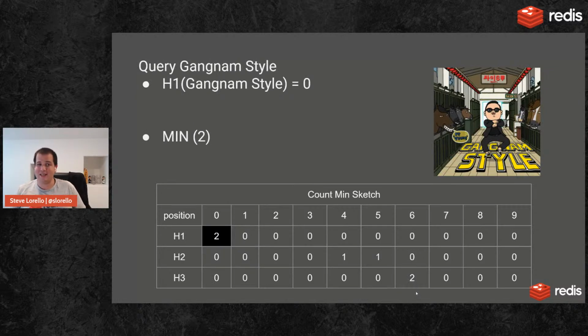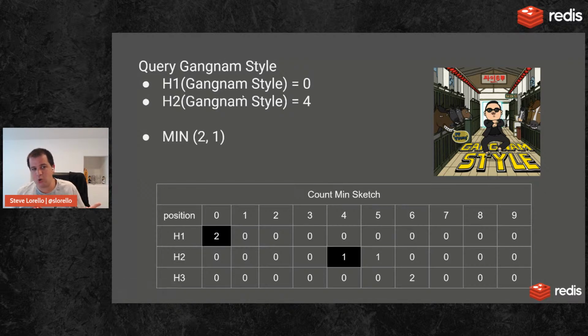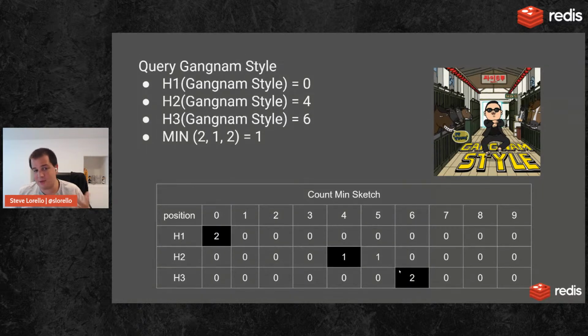And now when we come back to query Gangnam Style, we look at H1 of Gangnam Style, which is 0, and we see that's 2. So maybe Gangnam Style is 2. H2 of Gangnam Style, though, is 4, and the record stored there is 1. So we know that it's at most 1. H3 of Gangnam Style comes back 2. So we take the minimum over all of these, and we get the result, which is 1.